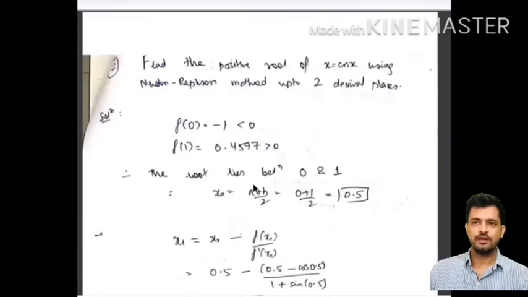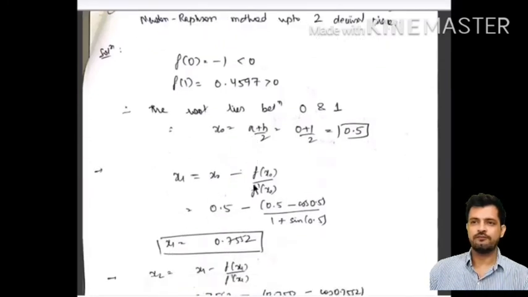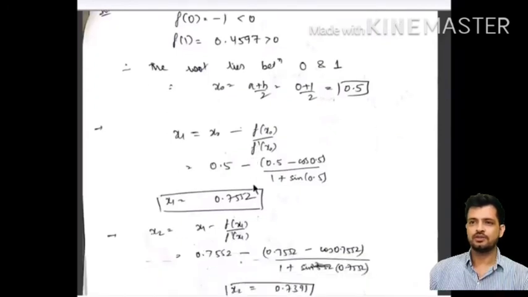We have found f of 0 and f of 1, both have different signs. If both have different signs, then our root lies between these 2 points. So we can say x0 is equal to 0 plus 1 by 2, that is 0.5. Again we have to apply all the formulas, right? x1 is equal to x0 minus f of x0 upon f dash of x0.